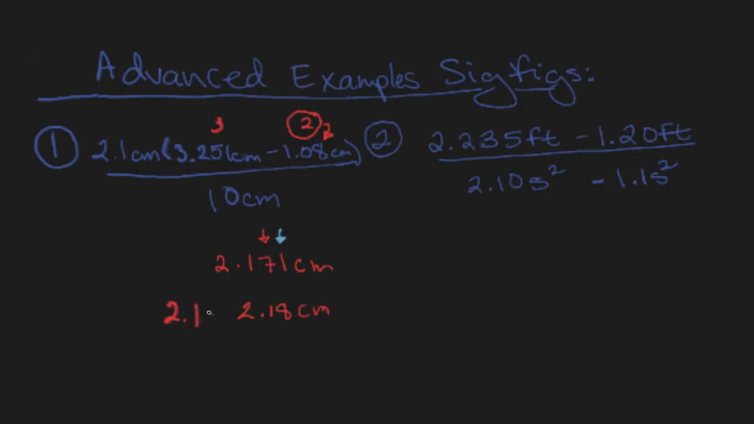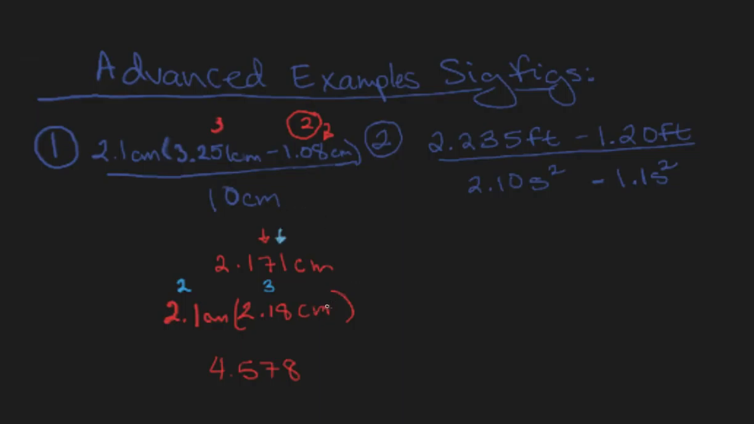times 2.1 centimeters. So the rule here for the multiplication of two terms is you choose the one with the least sig figs. This has 2 non-zero sig figs. This has 3. So if I were to take 2.18 times 2.1, that would give me 4.578. Oops. Let's go back to red. So if I have 4.578, that's way too many sig figs.